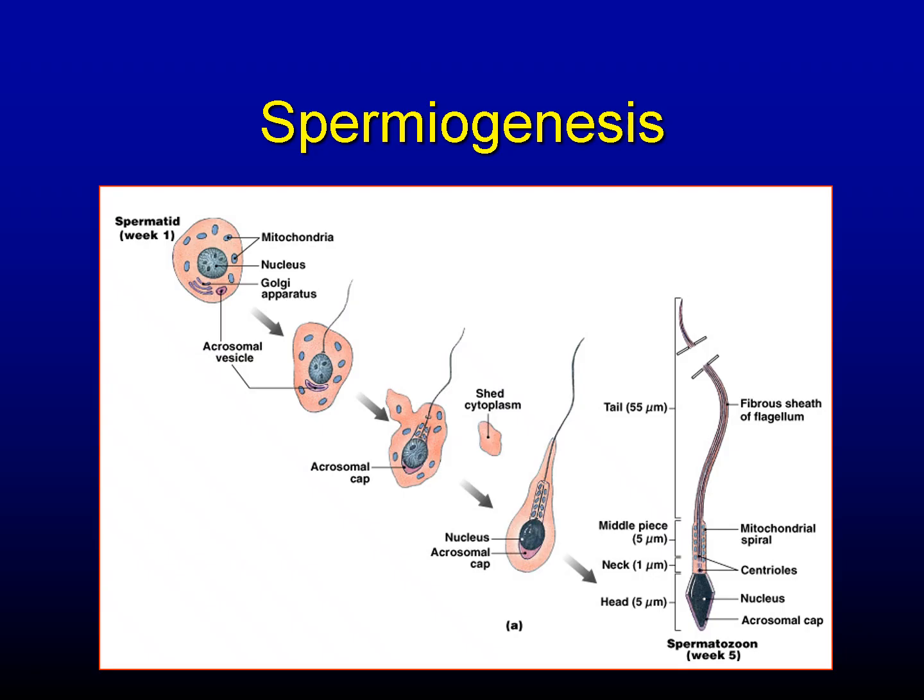Note the acrosomal cap will be the part of the sperm that contacts the oocyte first. The nucleus is greatly condensed and there is very little cytoplasm. The mitochondria form a spiral around the midpiece, which will power the tail, which consists of a flagellum.